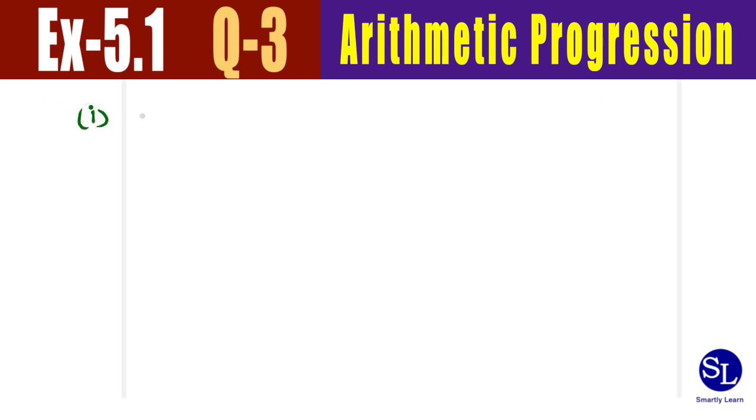The series that was given to us is 3, 1, minus 1, minus 3, and so on. First we need to write the first term and common difference. So the first term is 3 because that appears first. So a is equal to 3.